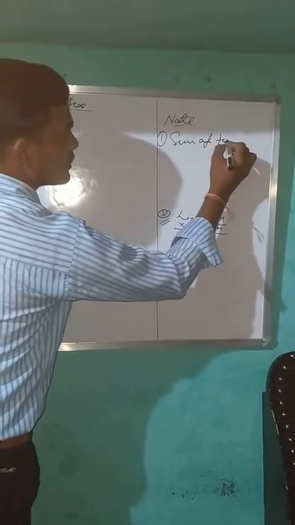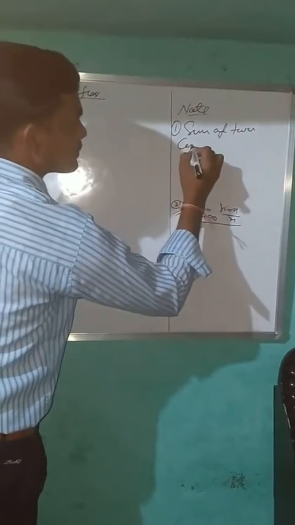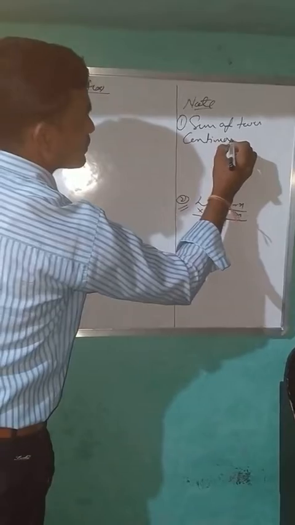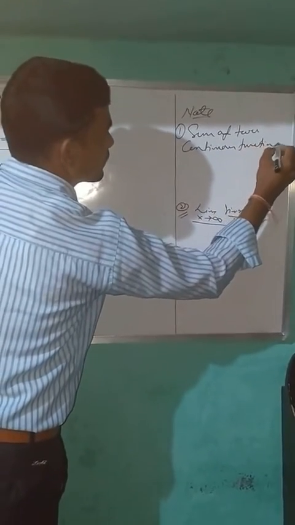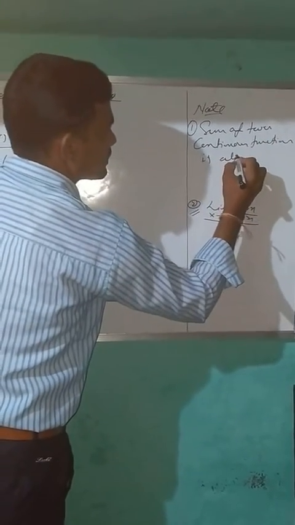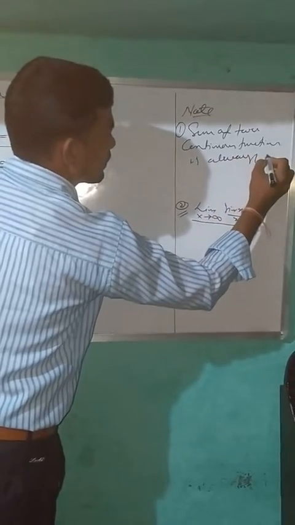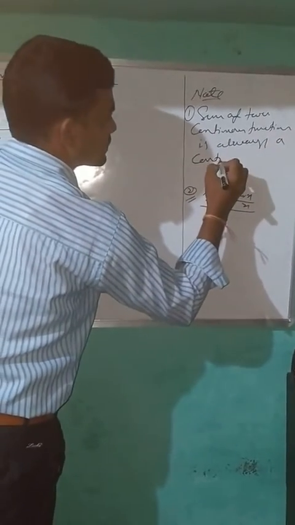Sum of two continuous functions is always a continuous function.